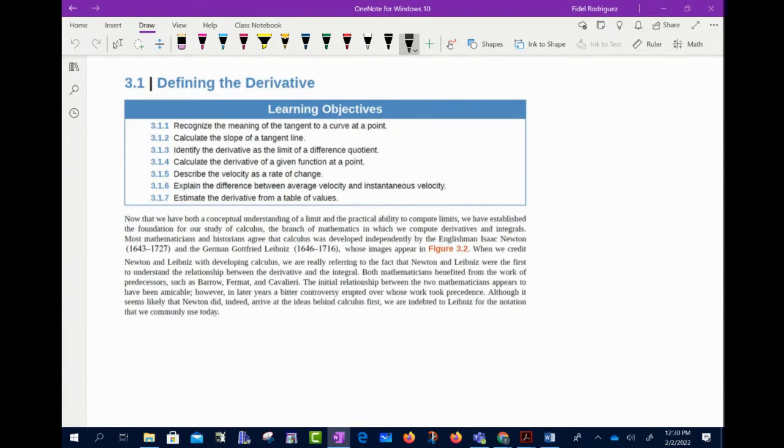So let's see, recognize the meaning of a tangent to a curve at a point. We're going to calculate the slope of a tangent line. We're going to talk about identifying the derivative as the limit of a difference quotient, calculate the derivative of a function at a point, talk about velocity as rate of change, explain the difference in average velocity and instantaneous velocity, and estimate derivative from the table of values.